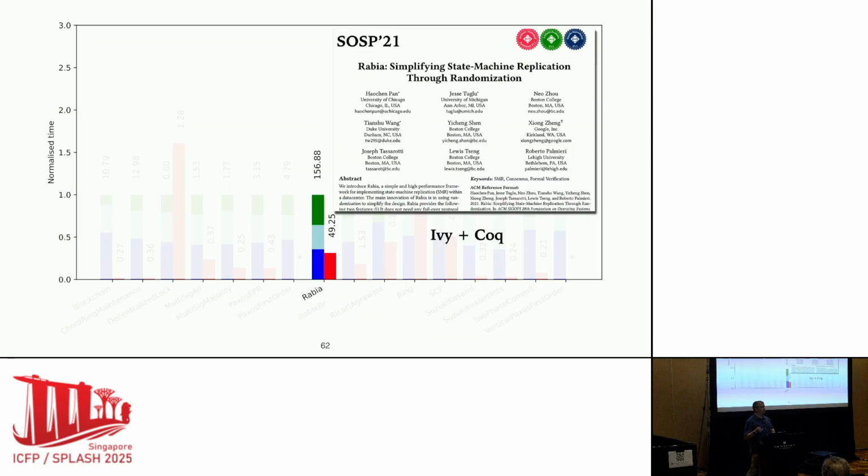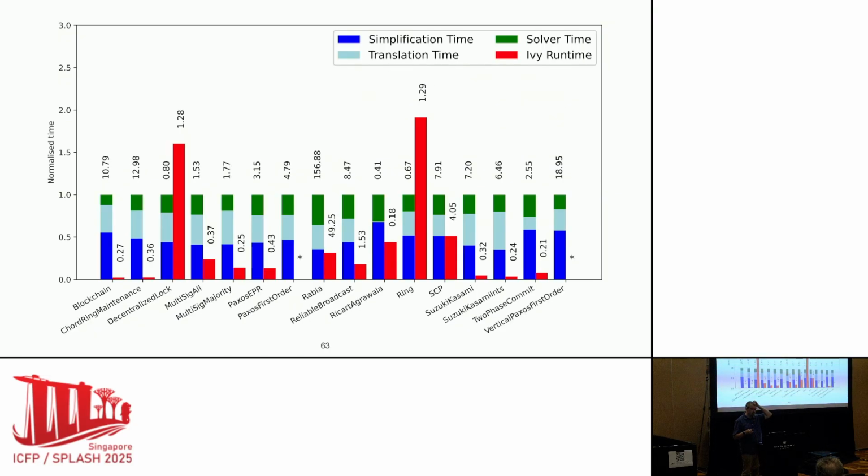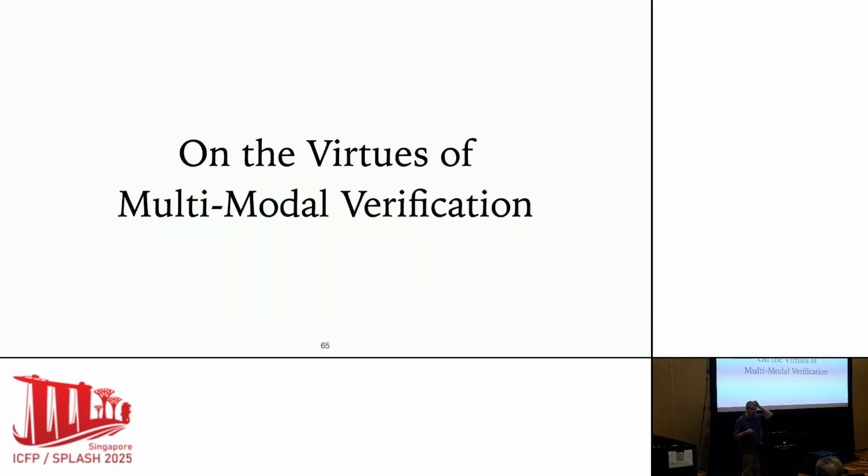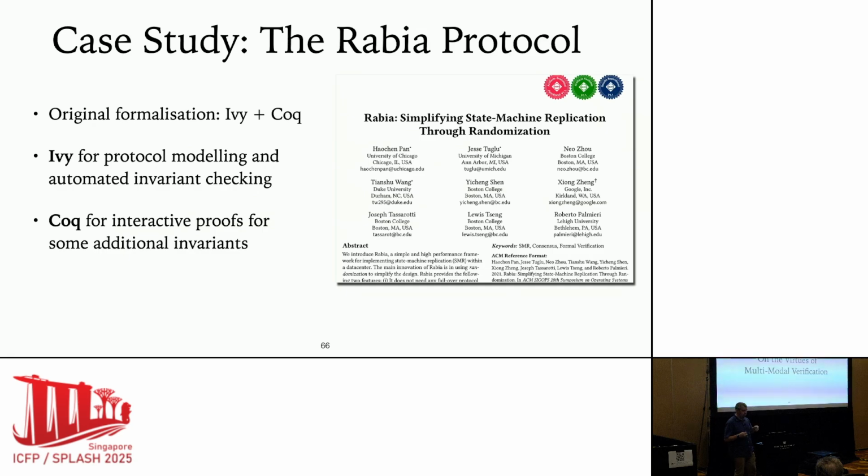Some other paper actually was not so lucky. There is an SOSP paper which had a formalization in Ivy and Rocq. I really should have changed the slide. That was before the tool was renamed, sorry. And there, it turns out that part of the formalization was done in Ivy and part was done in Rocq. So this is this paper.